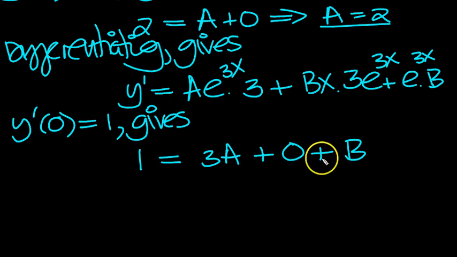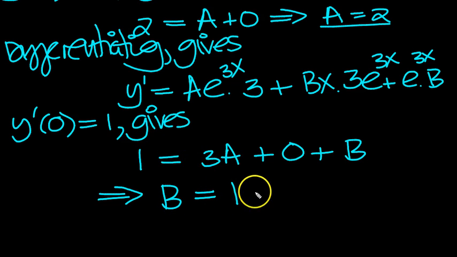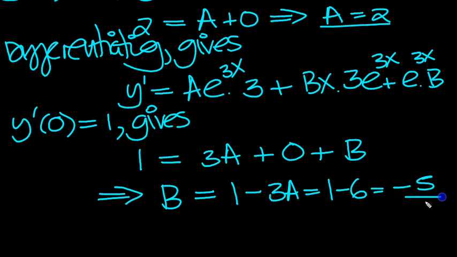So we know what a is, so we can find b. That tells us then, reading from right to left, b equals 1. Move the 3a over to give minus 3a. a is 2, so it's 1 minus 6, which is minus 5. So b is minus 5 and a is 2.